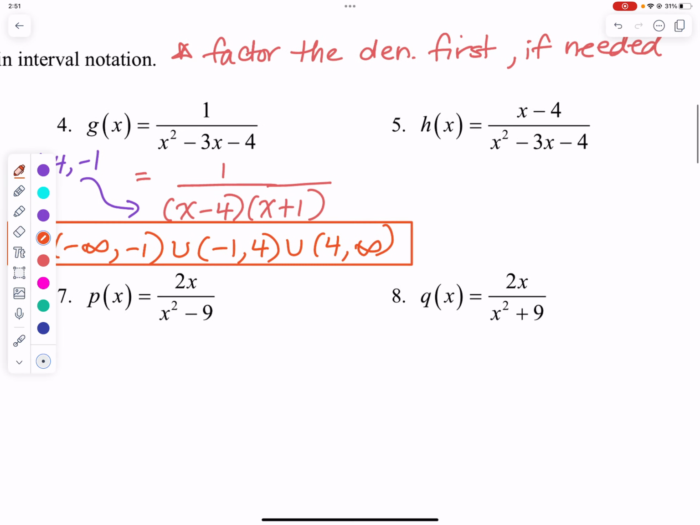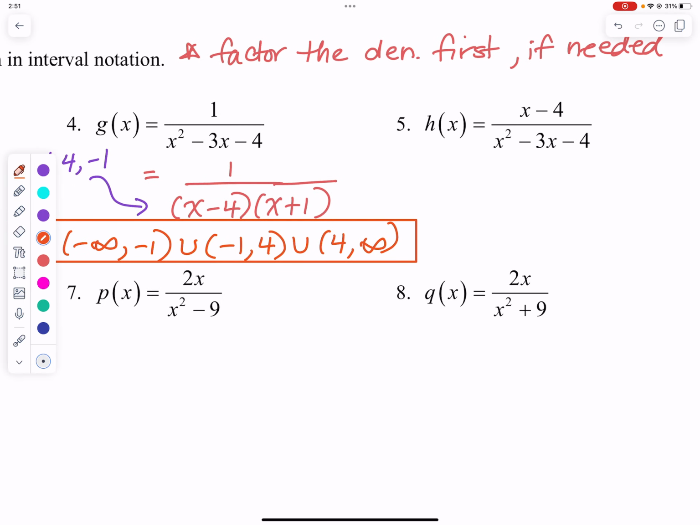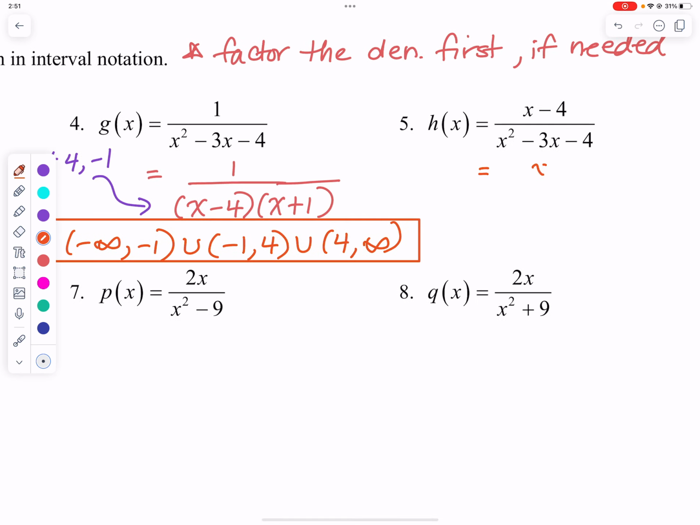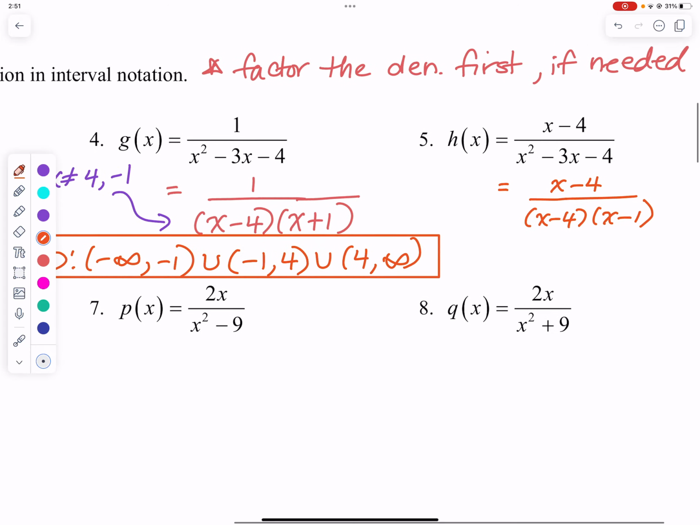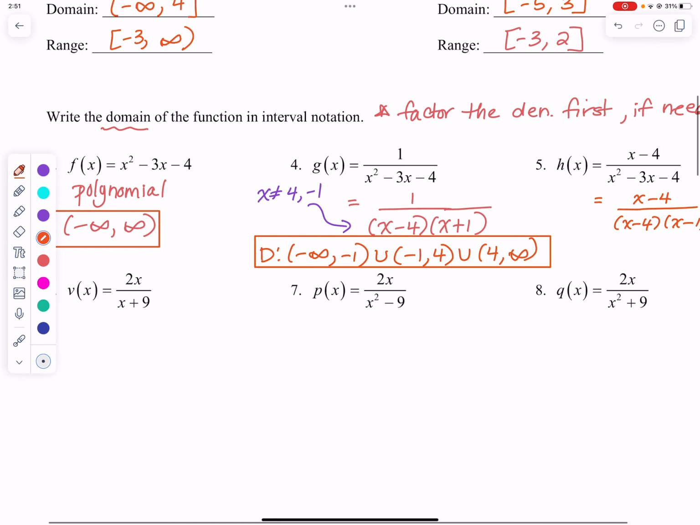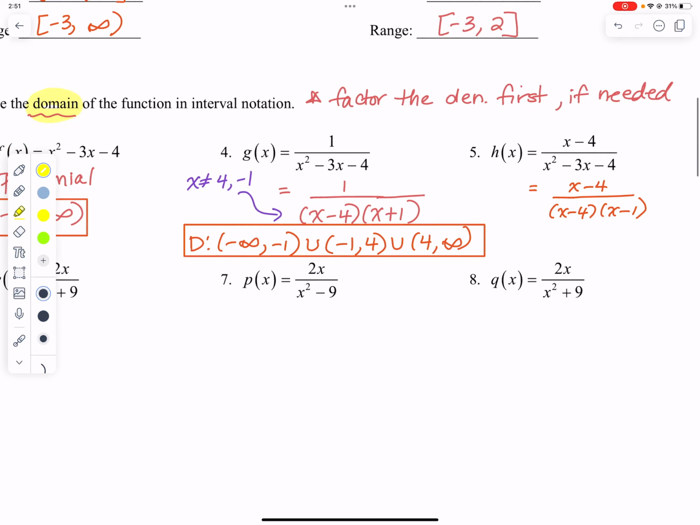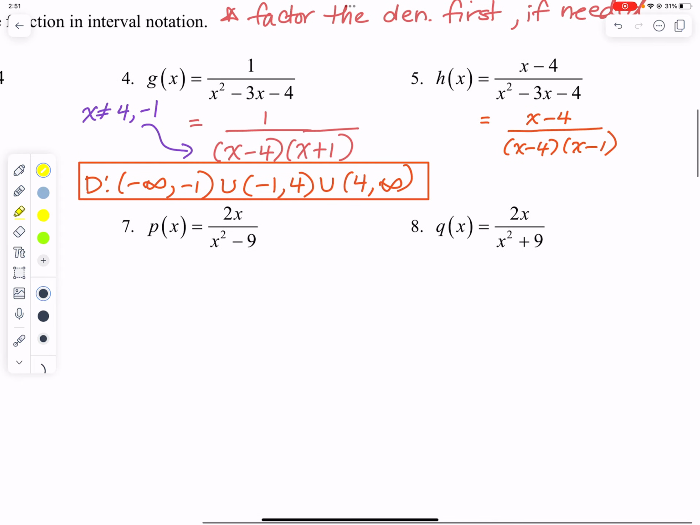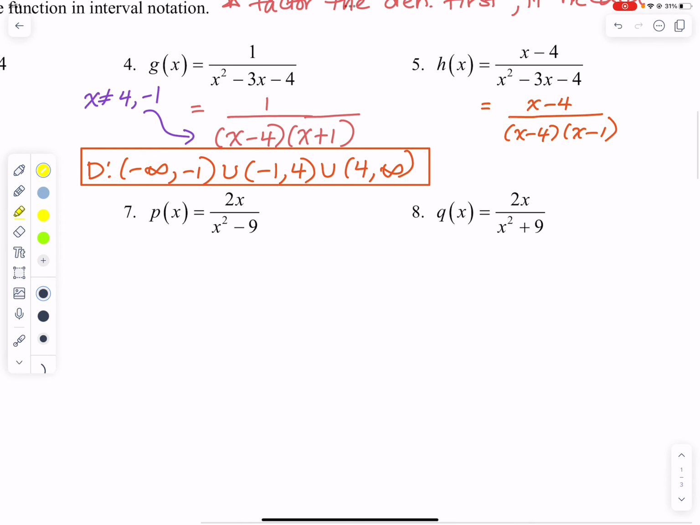Okay, looking at number 5, as you can see, we can reduce that to x minus 4 divided by x minus 4 multiplied by x plus 1. Now, what they asked us to do was just to write the domain. They did not ask us to simplify. So again, we have this, that should be a positive 1.